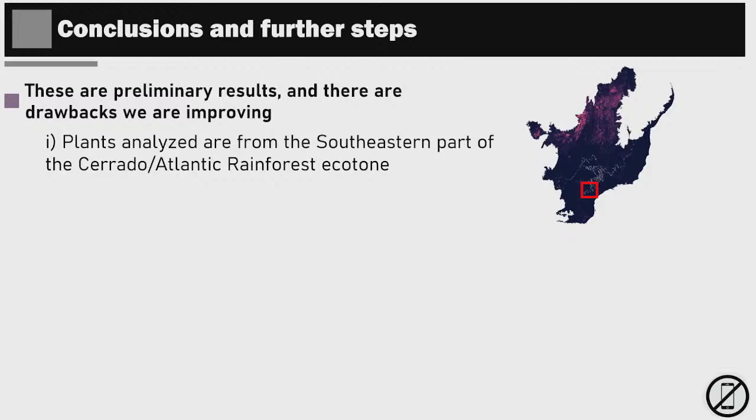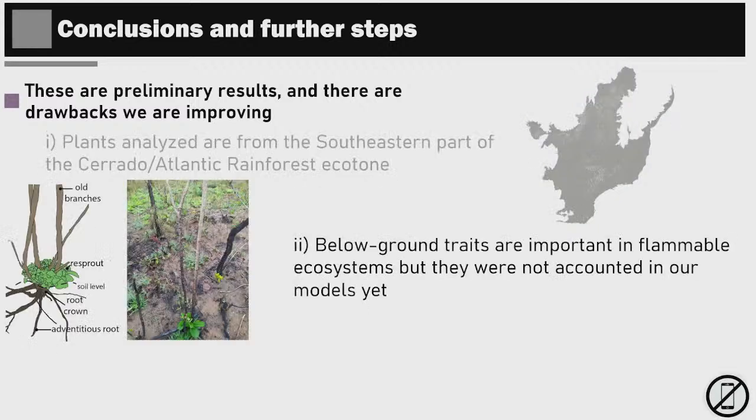We do have some drawbacks. The first one is that the species that we use that had their traits described are from the southeastern part of this ecotone here between the Atlantic rainforest and the Cerrado. And this is an area with a lot of human population, so we have lower cover of vegetation, and therefore we have a lower fire frequency when compared to the core area of the Cerrado here. So we've been underestimating species and fire frequencies in this model so far.